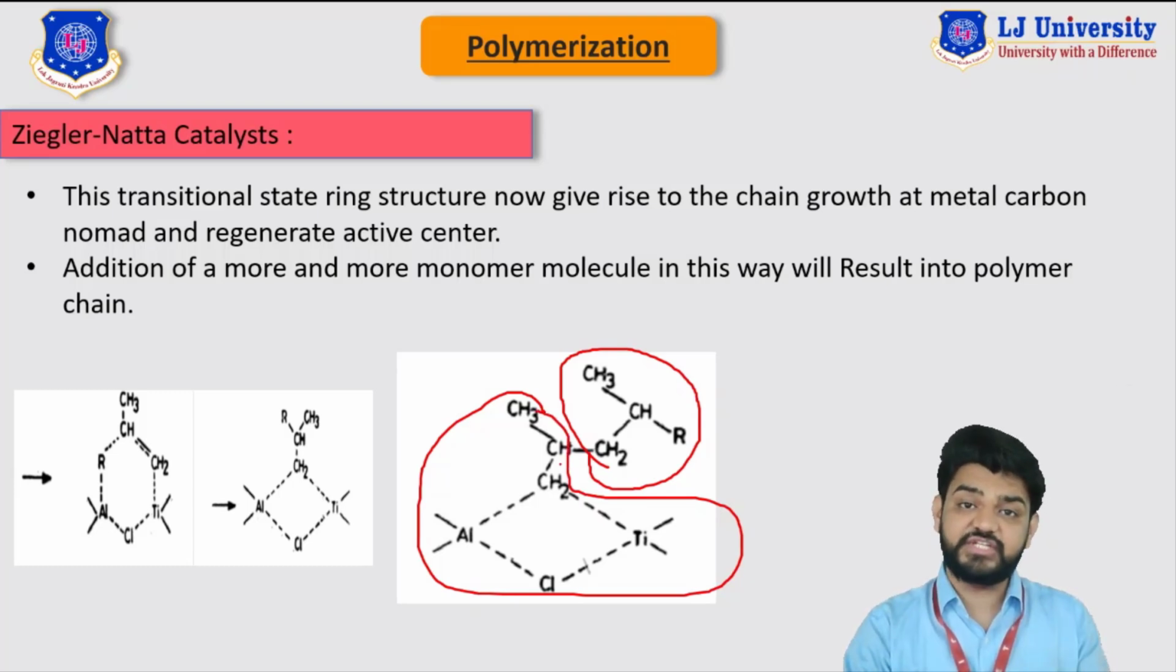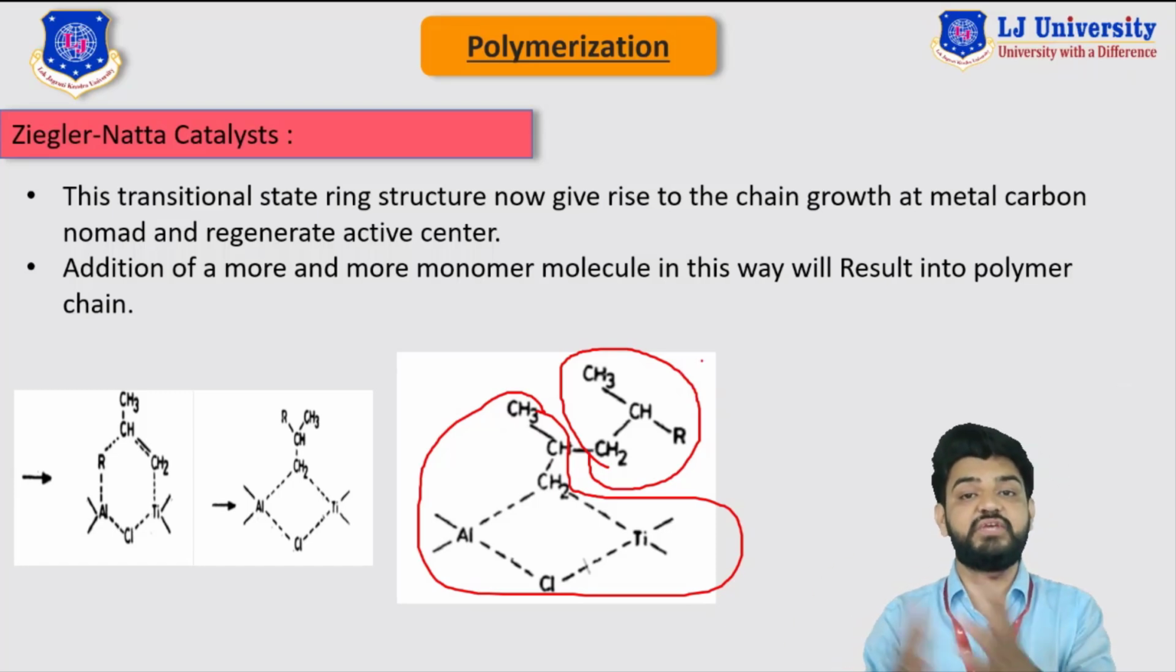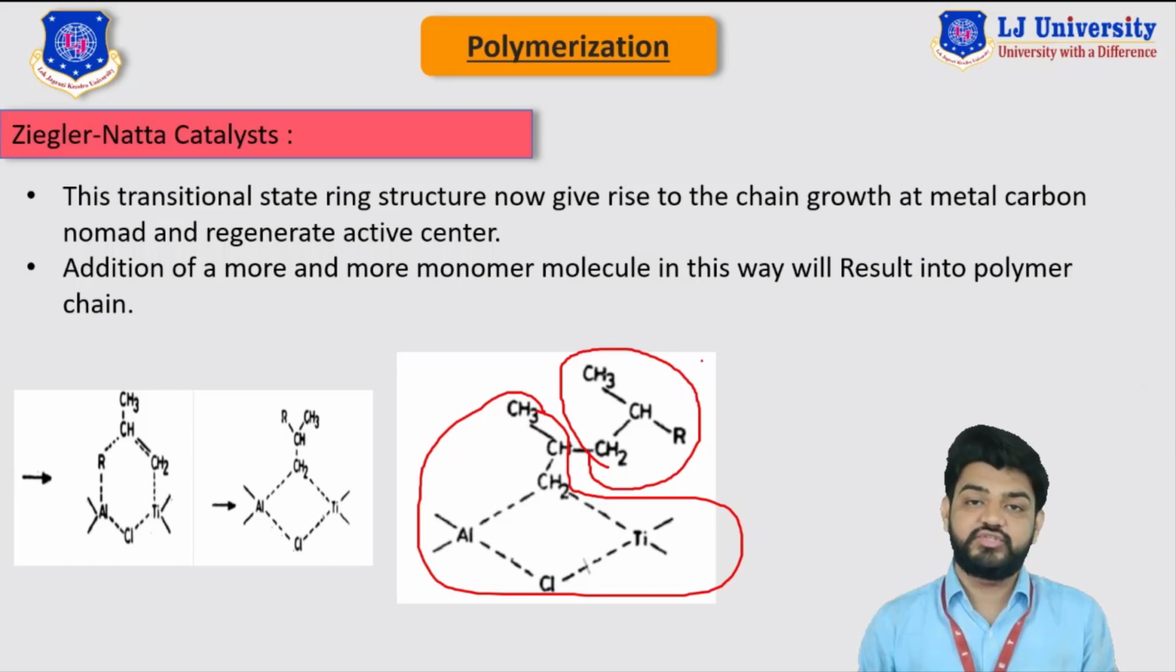In a similar fashion, when one more monomer comes in contact with this, it will be added up and this R compound will be shifted to the last carbon. So this is how the Ziegler-Natta catalyst works in the polymerization process.